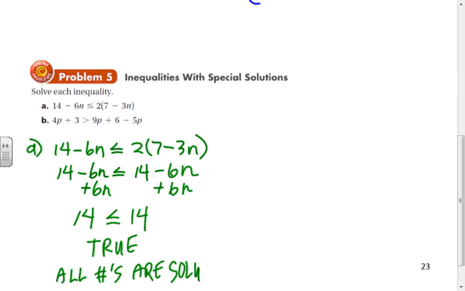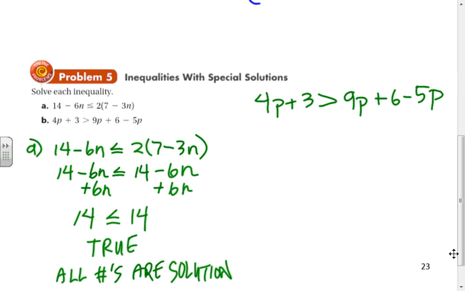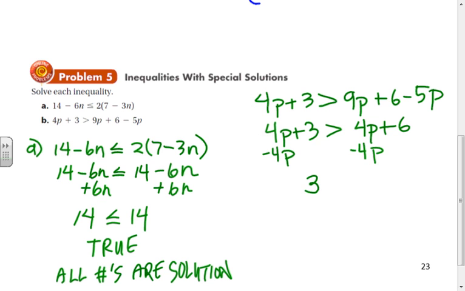Okay? And the second inequality, we have 4p plus 3. It's greater than 9p plus 6 minus 5p. And that one, we're going to start by simplifying the right side. And 9p minus 5p is 4p plus 6. Now let's go ahead and try and get the variables to one side. Subtract 4p from both sides. When we do that, we get 3 is greater than 6. That's false. And what that tells you is that no number will work. So there's no solution to this one.